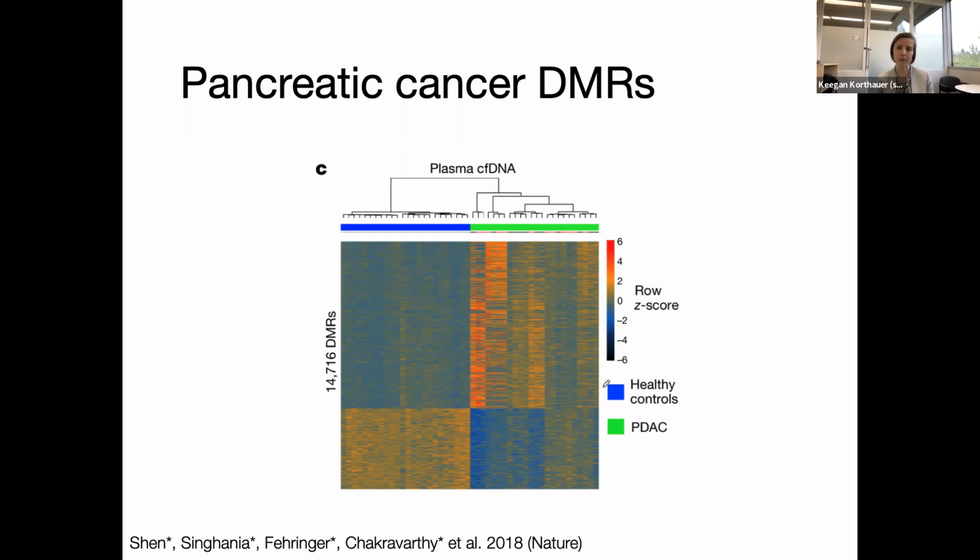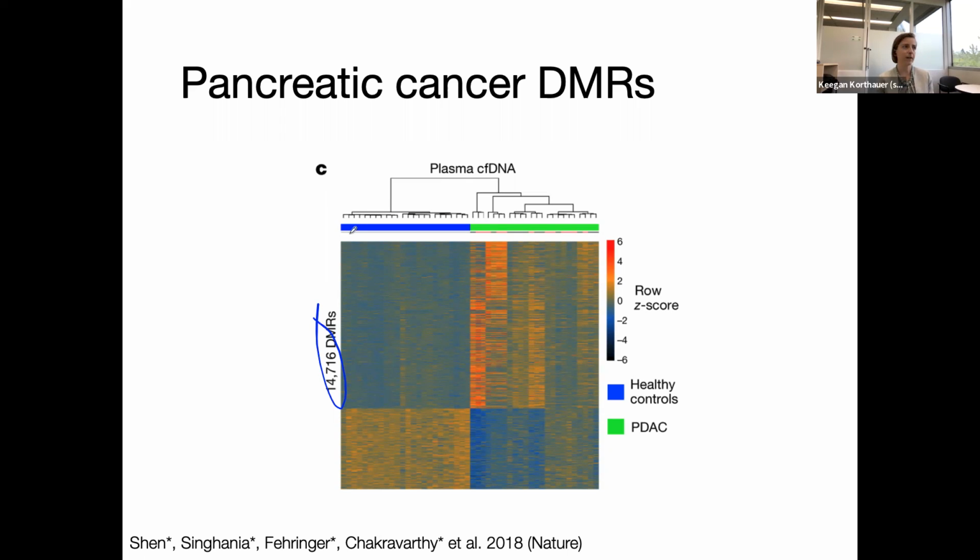To frame this prediction task, let's consider this plot, which shows a set of differentially methylated regions in pancreatic cancer samples compared to controls. Ultimately, we want to know whether we can use this set of almost 15,000 DMRs to detect the presence of pancreatic cancer in another cohort. Or is there a smaller set than this 14,000 that would be equally predictive?